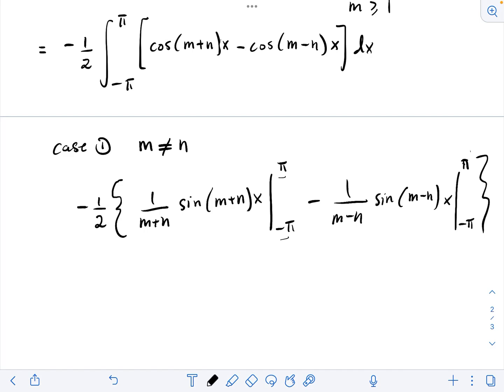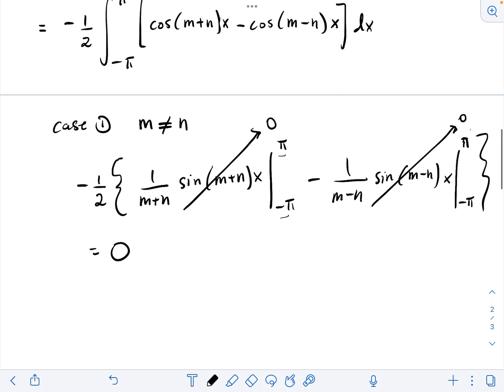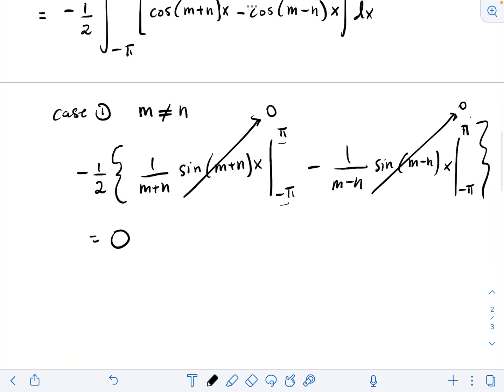and so what we get here is 0 and 0, and this first case tells us that the integral that we're trying to solve, which is sine nx times sine mx integrated between minus pi and pi, is 0 for this case 1 where m and n are not equal to one another.